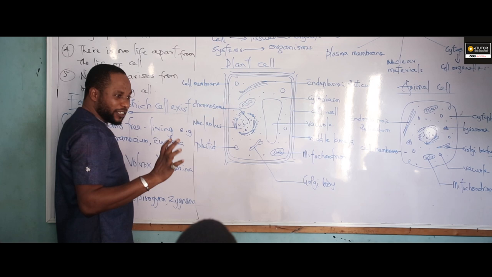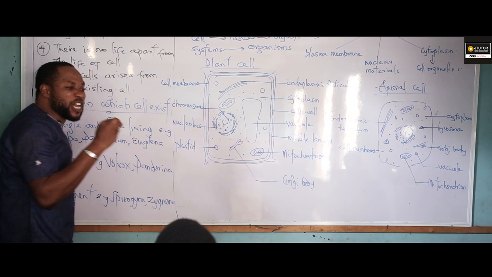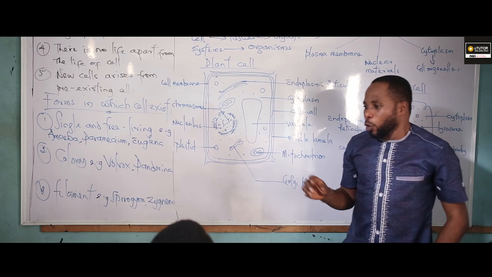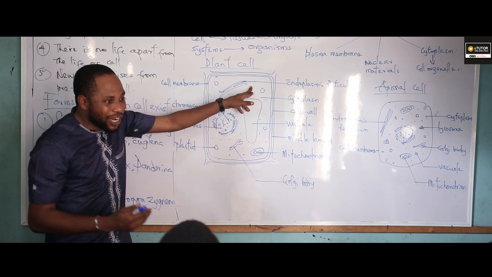Cytoplasm, which contains cell organelles. So what is cytoplasm? Cytoplasm is the liquid or semi-liquid portion of the cell, which suspends other cell organelles. What are the other cell organelles? We have the endoplasmic reticulum, which helps to distribute materials within the cell organelles. Are you getting me now?